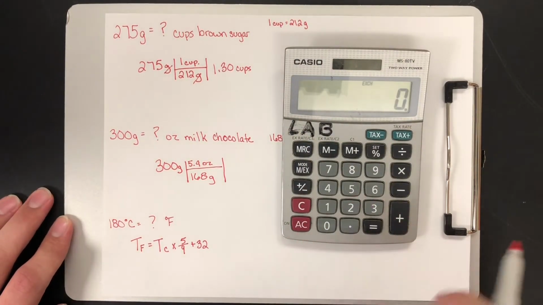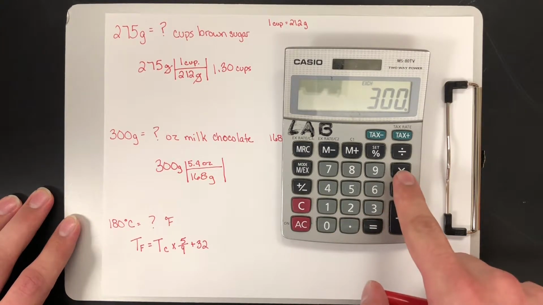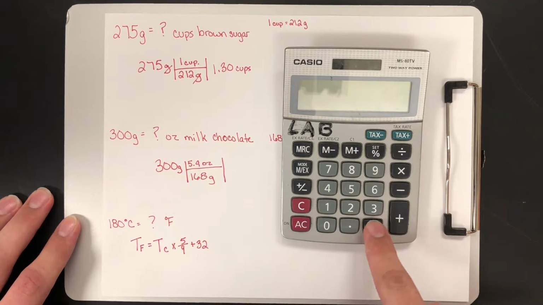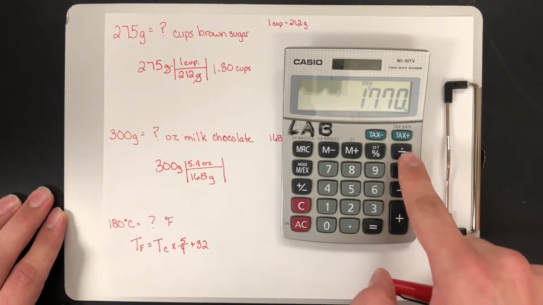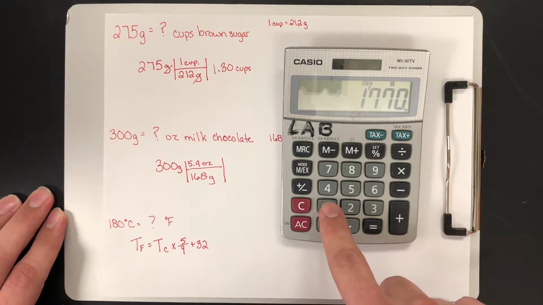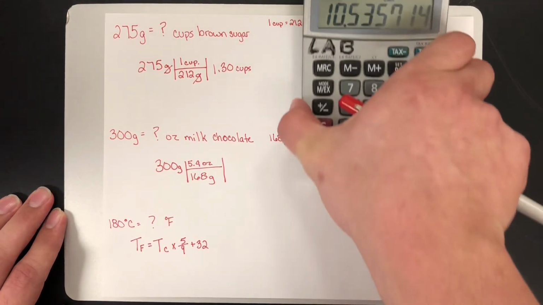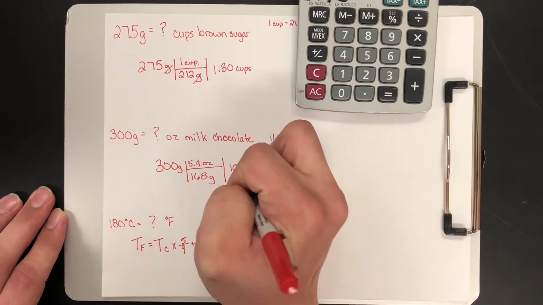And for this one, we will multiply 300 times 5.9. That gives us 1,770. And then you divide that by 168, which gives you 10.54 ounces of milk chocolate.